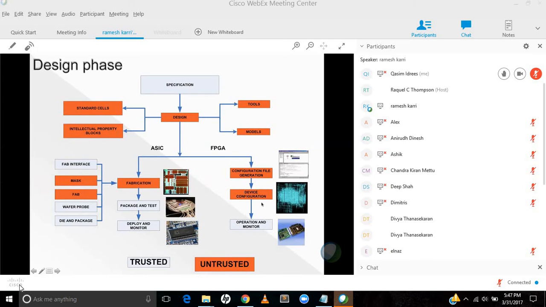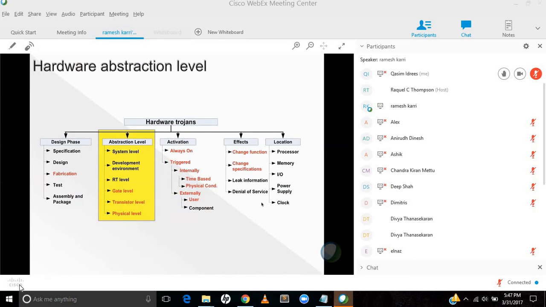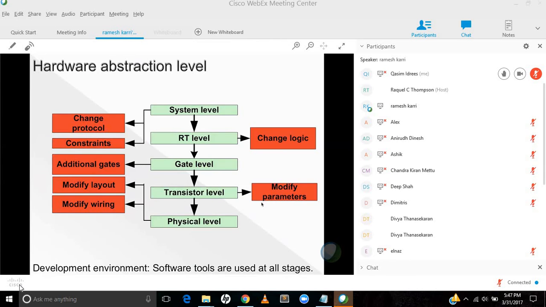So that's what you can do at the design phase. Let's also look at the things here. If you look at the hardware abstraction level, you have the system level, which is C level, then the RT level, then the gate level netlist, and the transistor and physical levels. At the system level, you can change constraints maliciously.